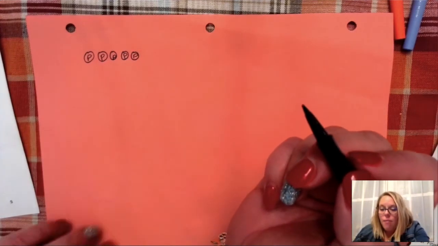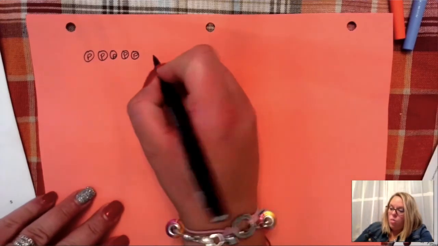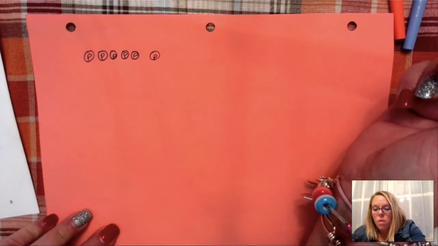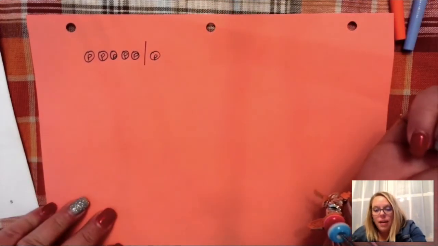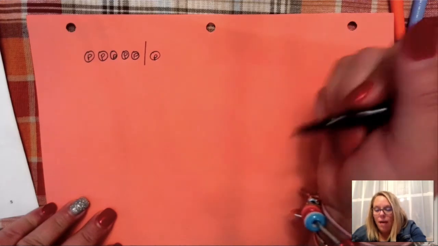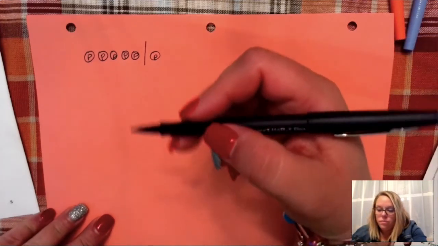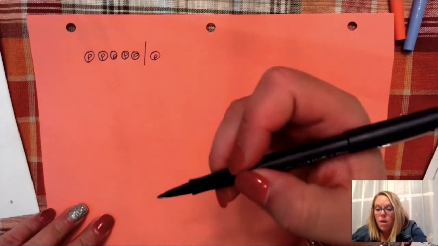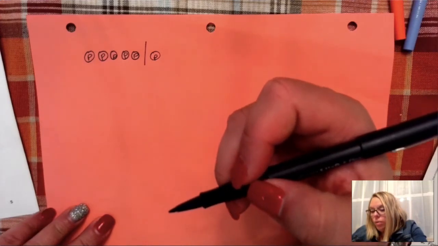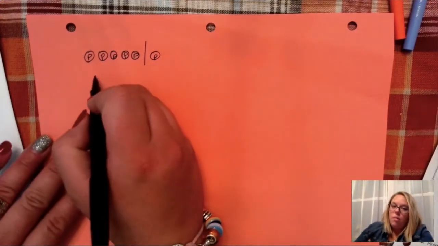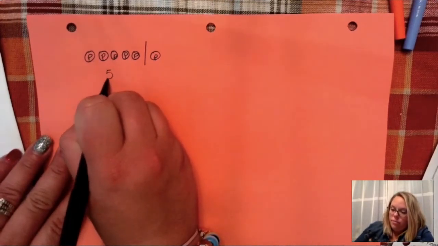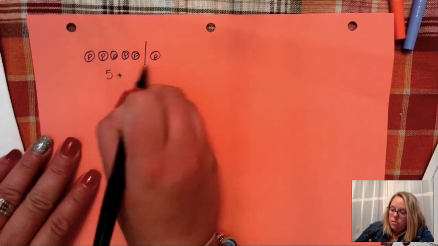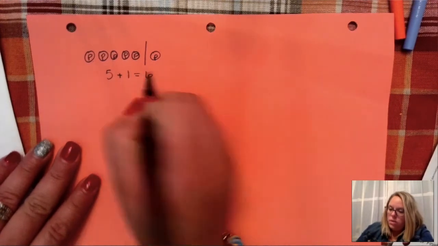Now, I'm going to give one more penny. Okay. How many pennies do we have now? Well, what number sentence are we going to write to show what happened? Well, how many did we start with? 1, 2, 3, 4, 5, plus one more equals 6.